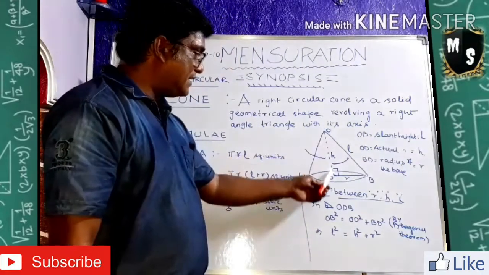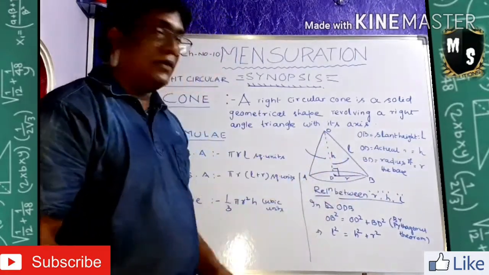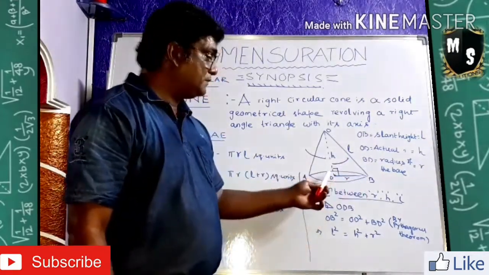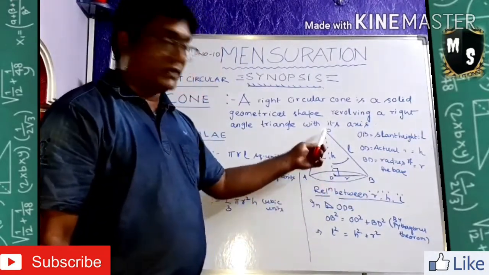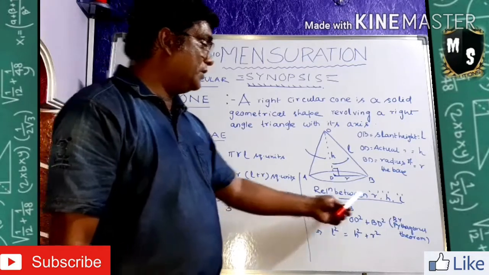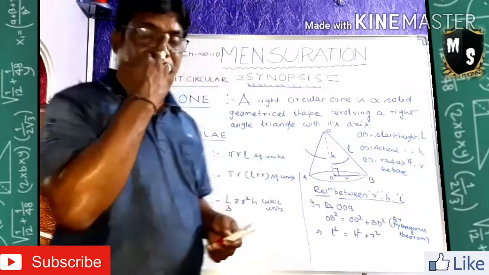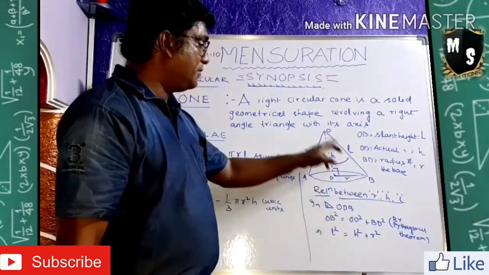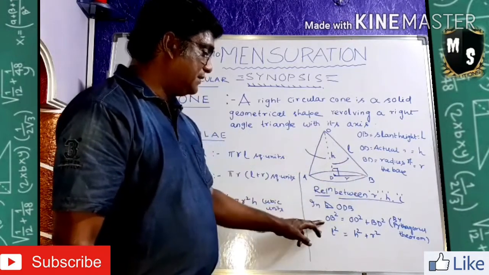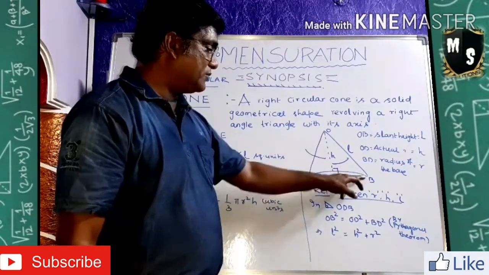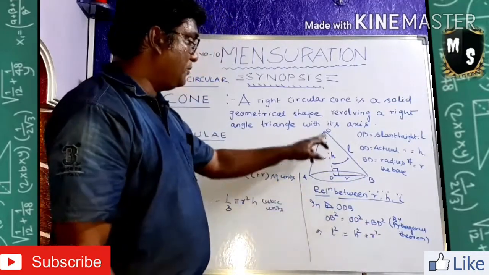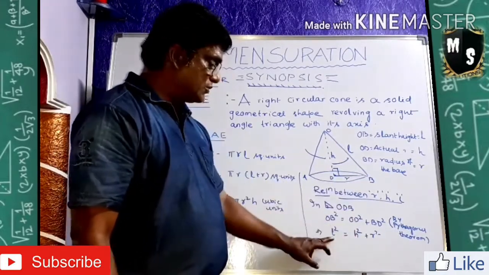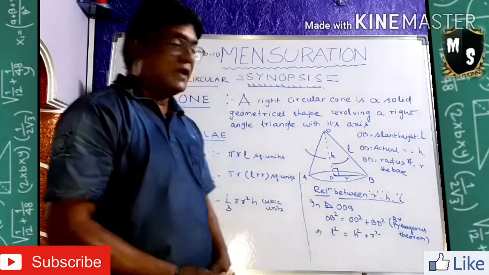As it is a right angle triangle, we can apply the Pythagorean theorem on this right angle triangle. What is that? Hypotenuse square is equal to base square plus perpendicular square. I wrote that here. If you want the relation between R, H, L, then in right angle triangle ODB, what is the hypotenuse? BO. BO square is equal to OD square plus BD square. OD I put as H, and BD I put as R. So L square is equal to H square plus R square.